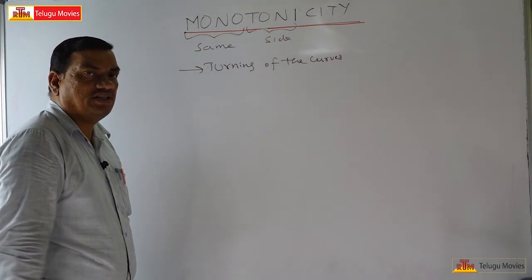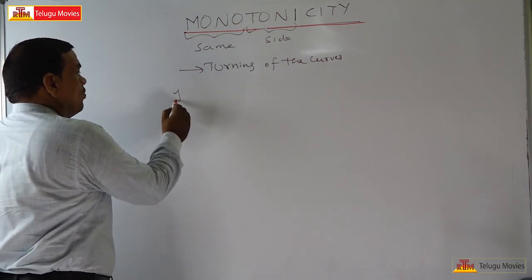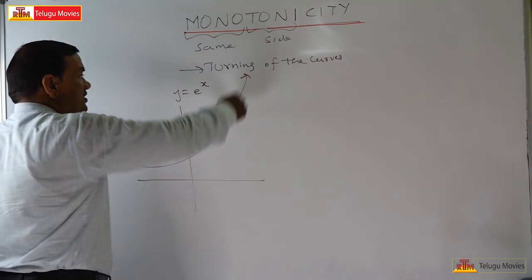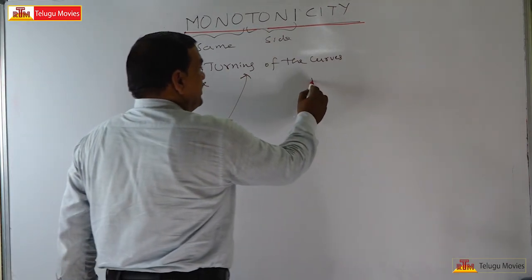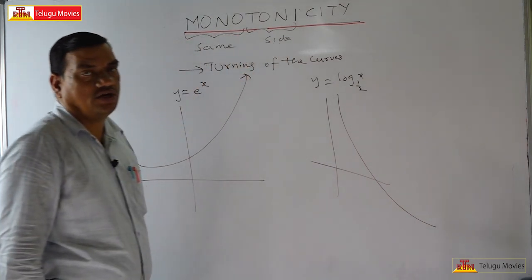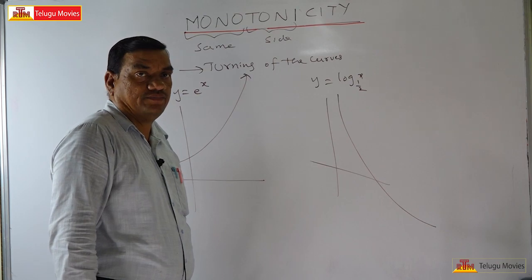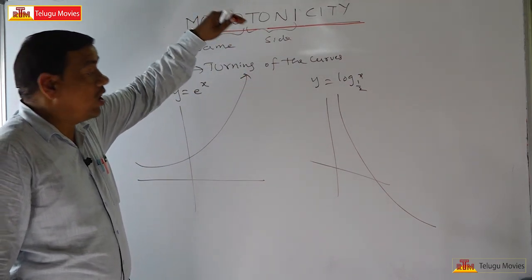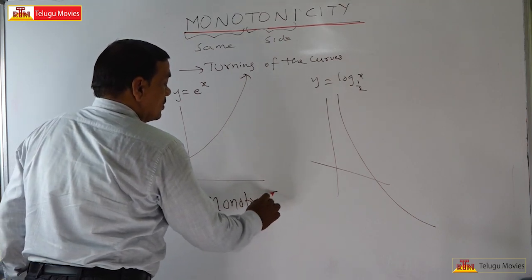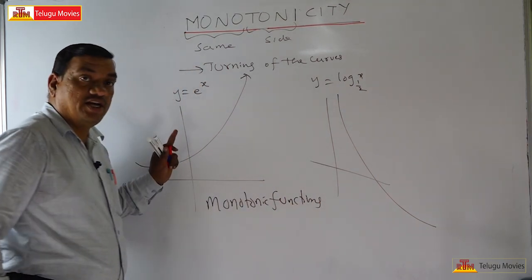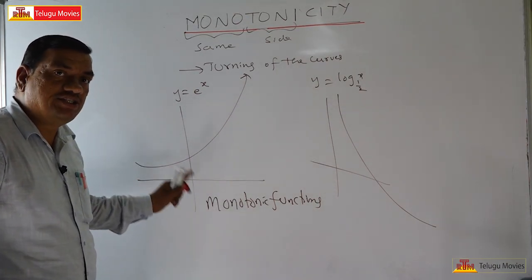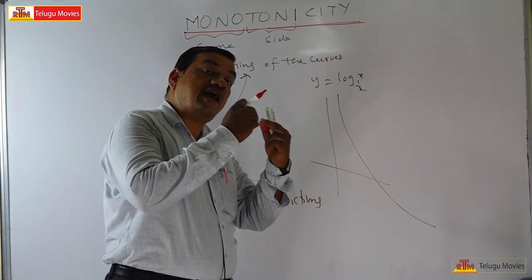See here, there are certain functions which are always increasing. For example, the curve y = e^x is always increasing, it is an increasing function. Now, if you take y = log x to the base 1/2, it is always a decreasing curve. Such type of behavior, that means either it should increase or it should decrease, such type of functions are called monotonic functions. Either it should be increasing or it should be decreasing in the entire domain.